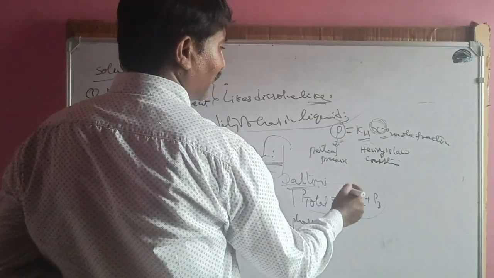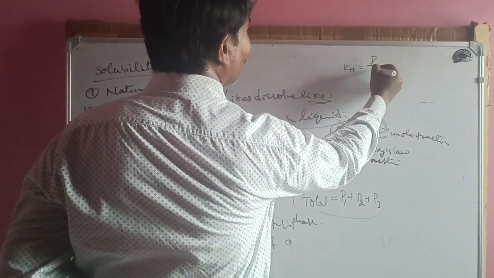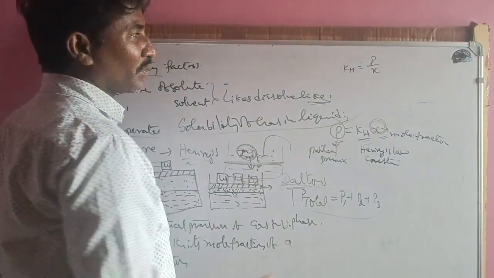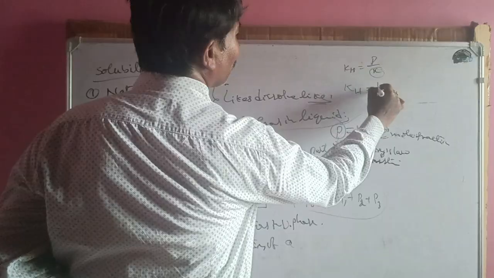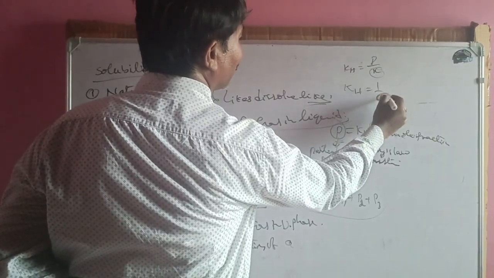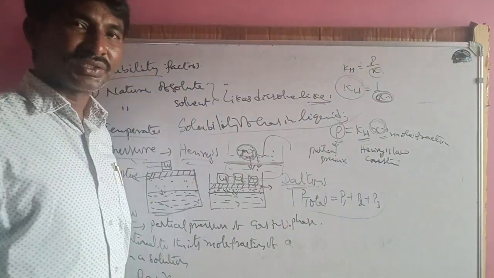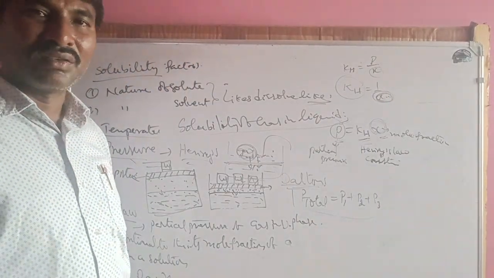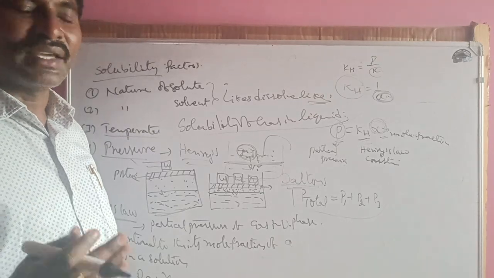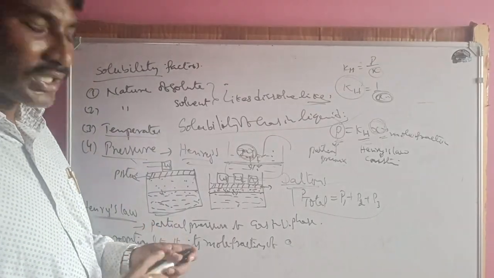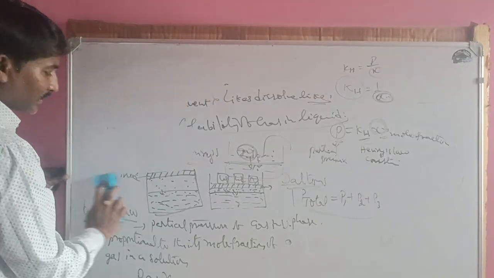Now this KH is the Henry's law constant. KH equals P by X, where X is the solubility, so it is inverse to solubility. When KH increases, solubility must decrease, so they are inversely proportional. What is the significance of KH here? The higher the value of KH, the lower the solubility of the gas in the liquid solution.